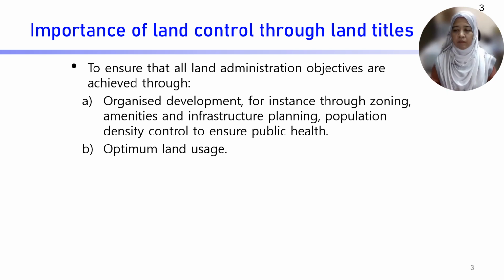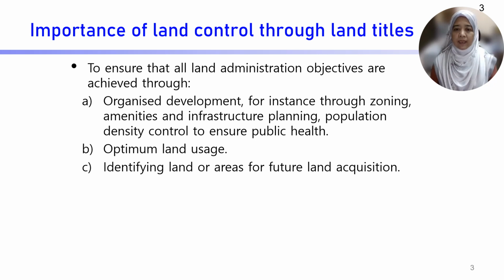That's one way to control land development, to ensure optimum land usage, in terms of avoiding abandoned projects and avoiding oversupply of certain types of property. So that's one way development can be controlled through land title, the details on the land title. And finally, by controlling the land titles, the government will be able to identify land or areas for future land acquisition.